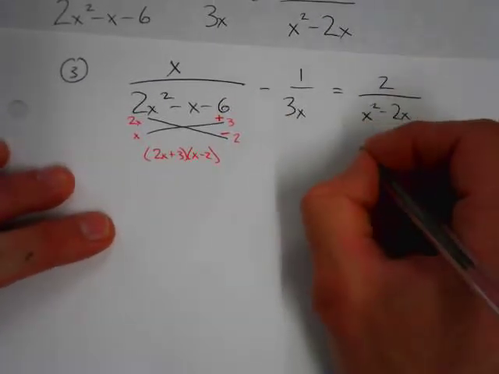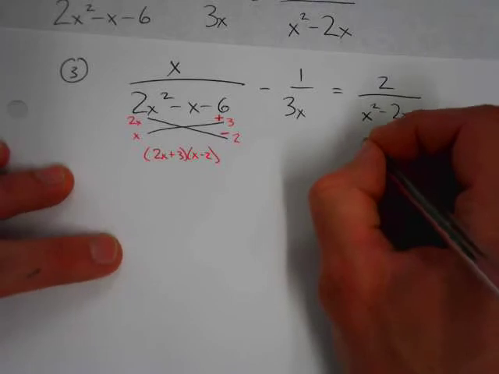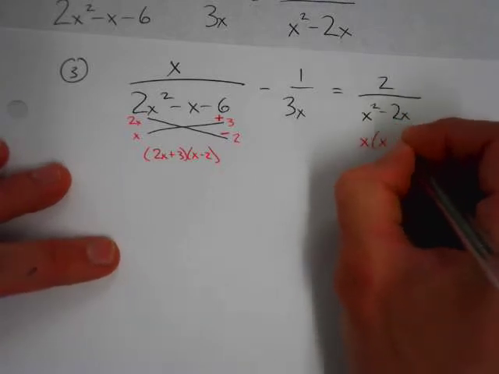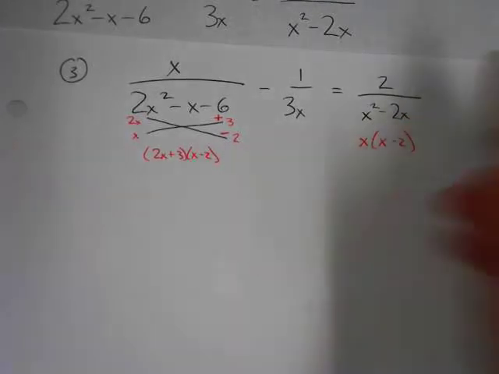This denominator is already factored. This denominator has a GCF. Don't forget, that's totally a method of factoring. So we have x minus 2.